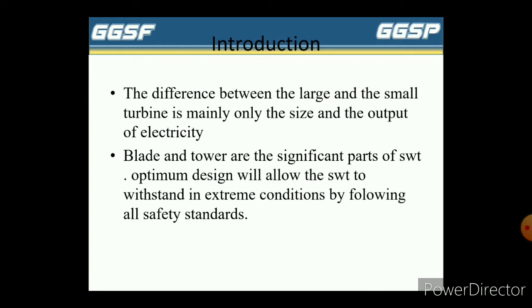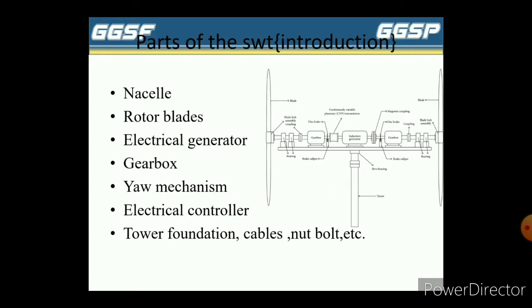Introduction. The difference between the large and the small turbine is mainly the size and the output of electricity. The blade and the tower are significant parts of the small wind turbine. Optimum design will allow the small wind turbine to withstand extreme conditions by following all safety standards. These are the parts of a small wind turbine: there is a nacelle, rotor blades, electrical generator, gearbox, yaw mechanism, electrical controller, tower, foundation, cables, nuts, bolts, etc.